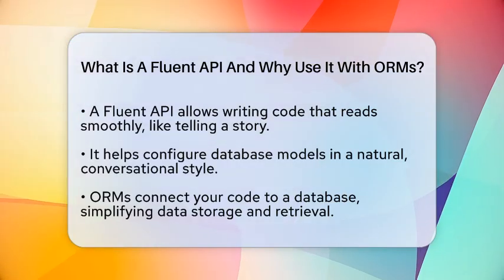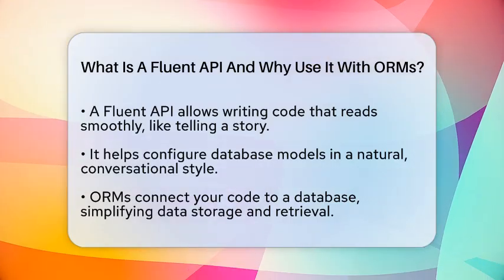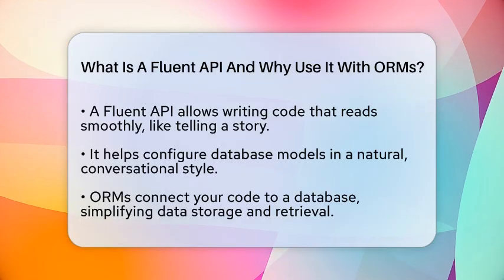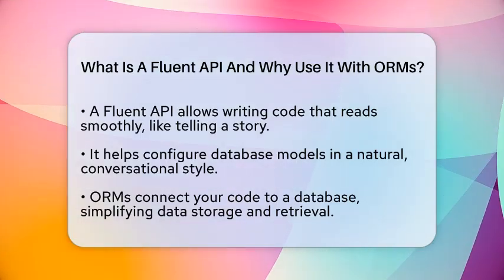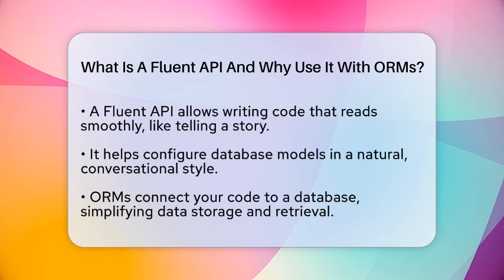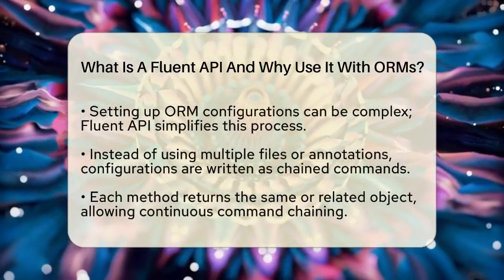When working with object relational mappers, or ORMs, this style of coding becomes especially helpful. ORMs are tools that connect your code to a database, making data storage and retrieval simpler. But setting up these connections can get complicated. That's where a Fluent API shines.